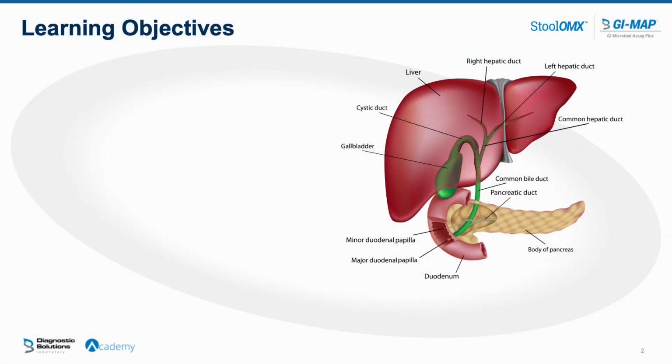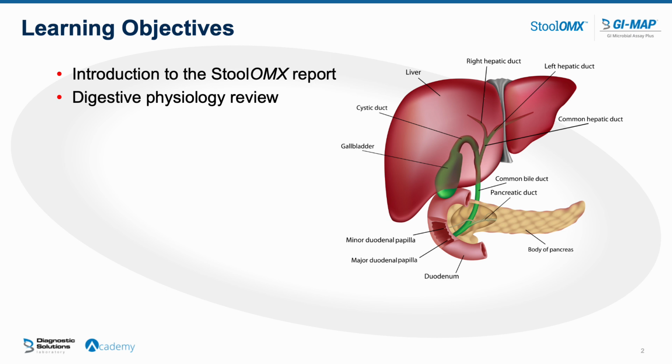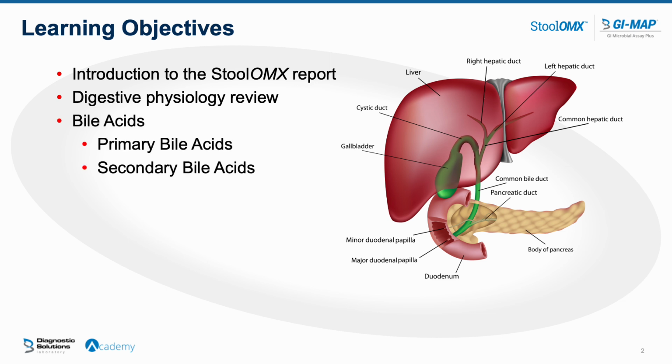Here is a quick summary of what we're going to be discussing today. Dr. Amber is going to start by taking you through a sample report of the StoolOMX. I will then review digestive physiology. We are both going to talk about the difference between primary and secondary bile acids, their various physiological functions, and what it means when they are high or low.